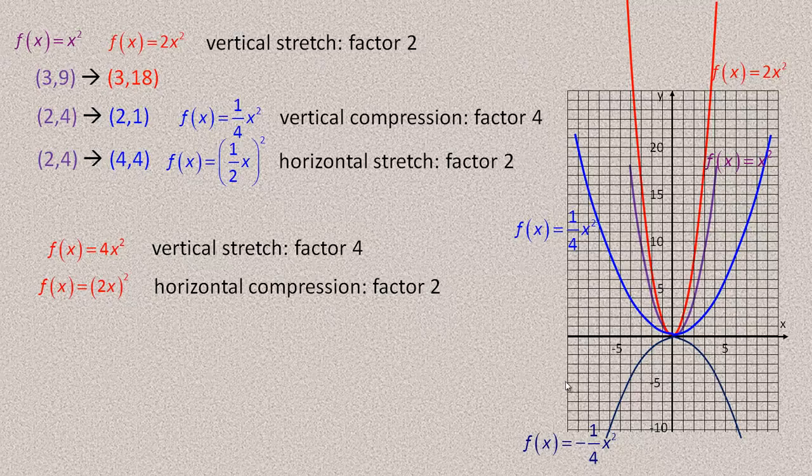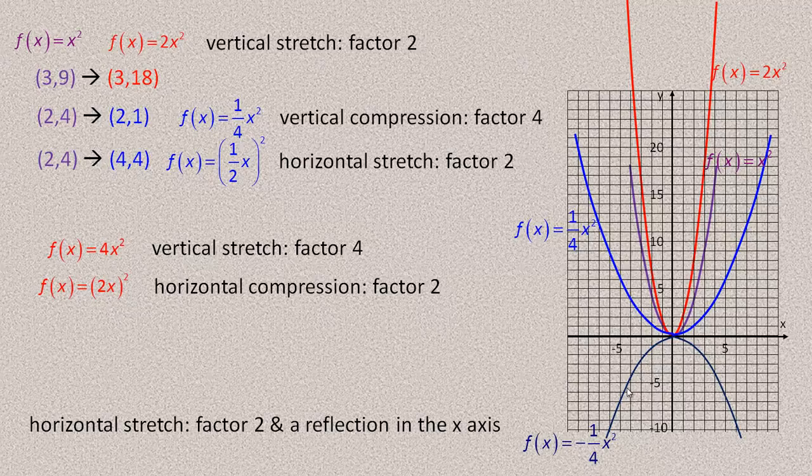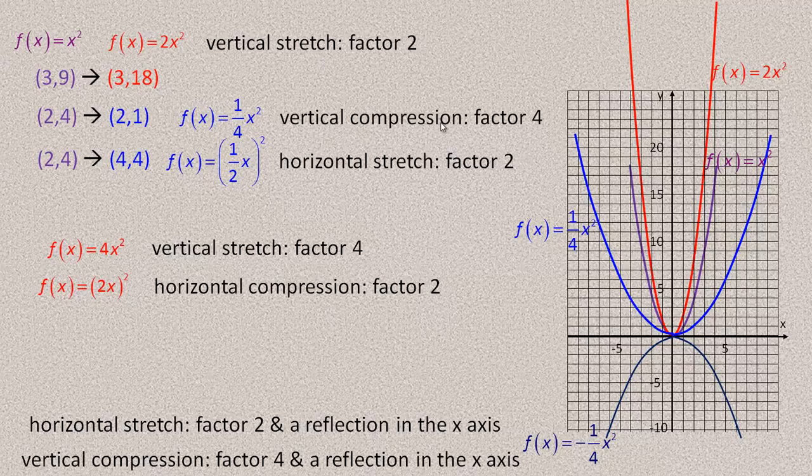So we could call this graph, and it's the same blue function I'm talking about up here, we could say it has a horizontal stretch factor 2, because that was the horizontal stretch factor 2 here, and a reflection in the x-axis. We could think of it vertically too. You could think of it as a vertical compression factor 4 because of the 1/4. Okay, and again, the negative means there's a reflection in the x-axis.